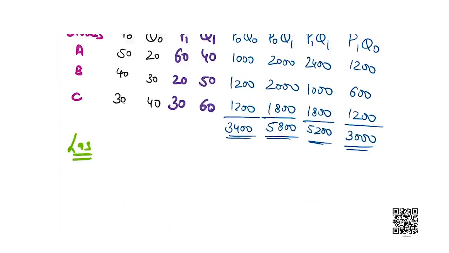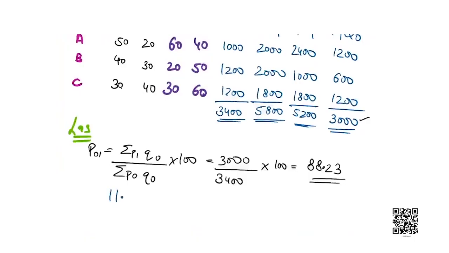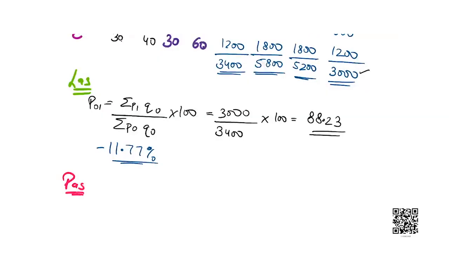So now let's calculate the index number using Laspeyres formula. So by using Laspeyres formula, the formula for price index will be sigma P1 Q0 upon sigma P0 Q0 multiplied with 100. So we have P1 Q0 as 3000, P0 Q0 as 3400 multiplied with 100. This will give us an answer of 88.23. Now, because this is less than 100, this means that the prices have fallen. And the prices have fallen by 11.77%. So, there is a reduction of prices by 11.77%.